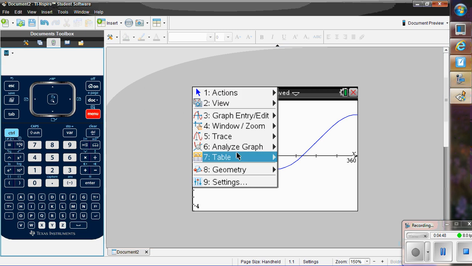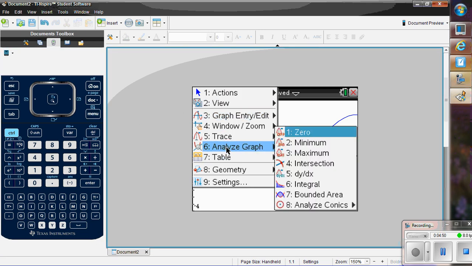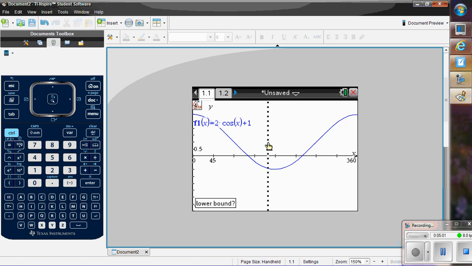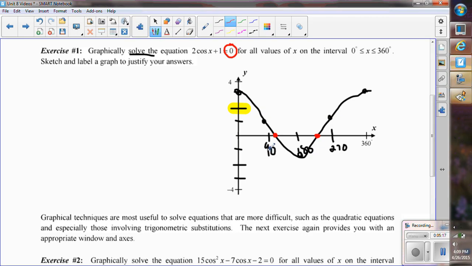So we're going to hit menu, and we are going to go to analyze graph, and 0, because we want the equation to be equal to 0. So click on 0, which is choice 1. It's a little bit harder on your calculator than it is on my computer, but you want to be to the left of the leftmost zero, and then pick an area that goes to the right of it. And you see that it crosses at 120 degrees. So we're going to go back here and label our point 120, comma 0.